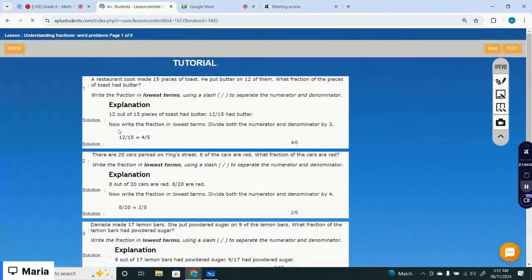A restaurant cook made 15 pieces of toast. He put butter on 12 of them. What fraction of the pieces of toast had butter, right? So the total pieces are 15, right? 12 of them have butter. So that means 12 out of 15 have butter. You have to write the answer in simplest form. So divide them by the common factor 3. 3 times 4 is 12 and 3 times 5 is 15. So that is 4 over 5. Got it? Let's just start with the test questions.